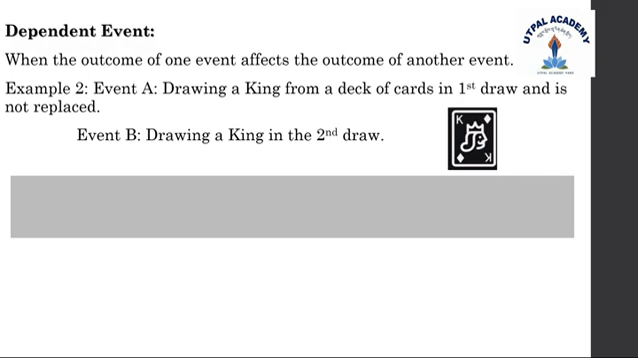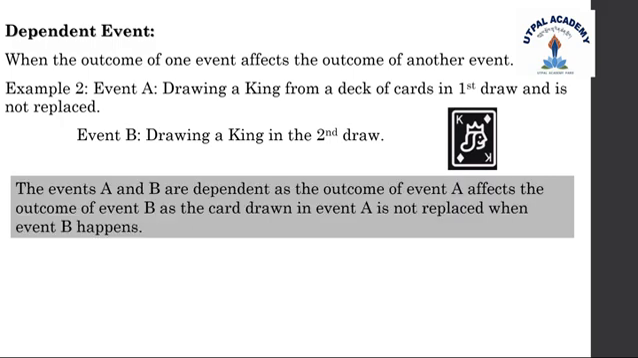We already know in a deck of 52 cards there are 4 kings, one in each suit. The events A and B are dependent as the outcome of event A affects the outcome of event B, as the card drawn in event A is not replaced when event B happens. In a deck of 52 cards, once one is drawn, and the second event is performed, that card is not replaced, so it means only 51 remain now.